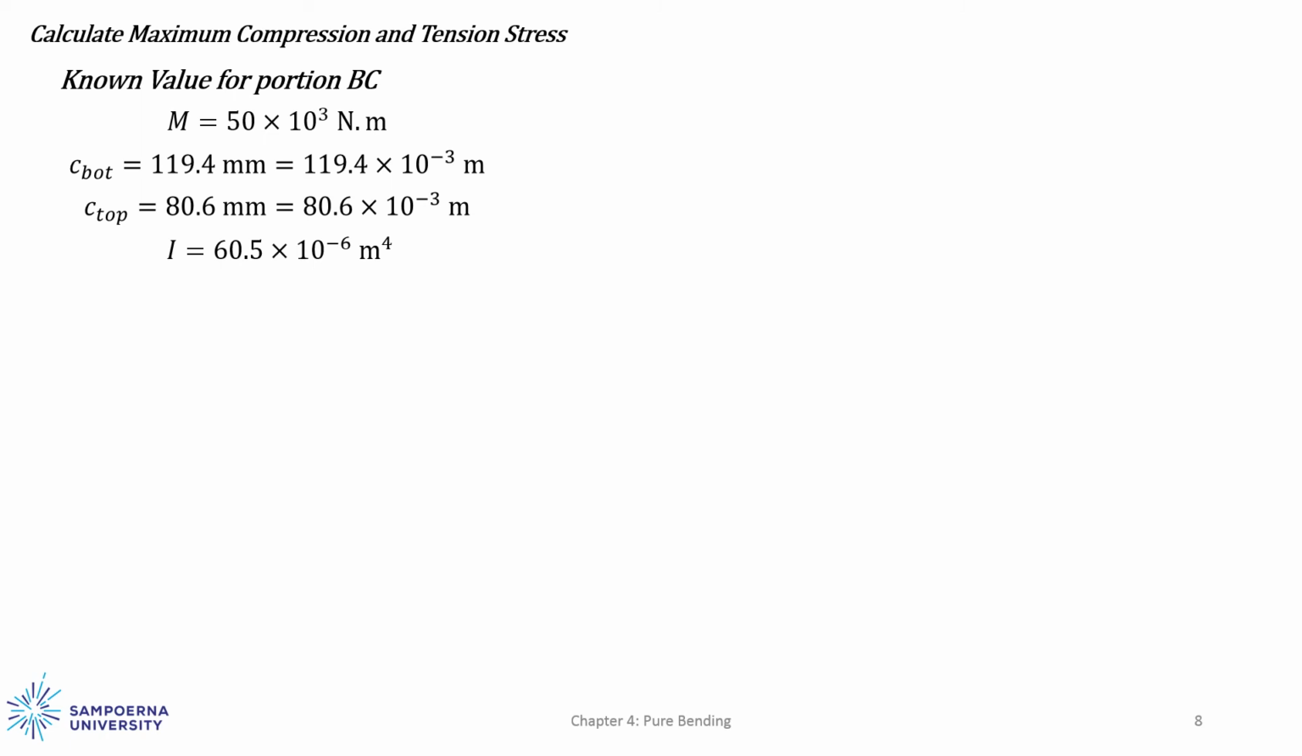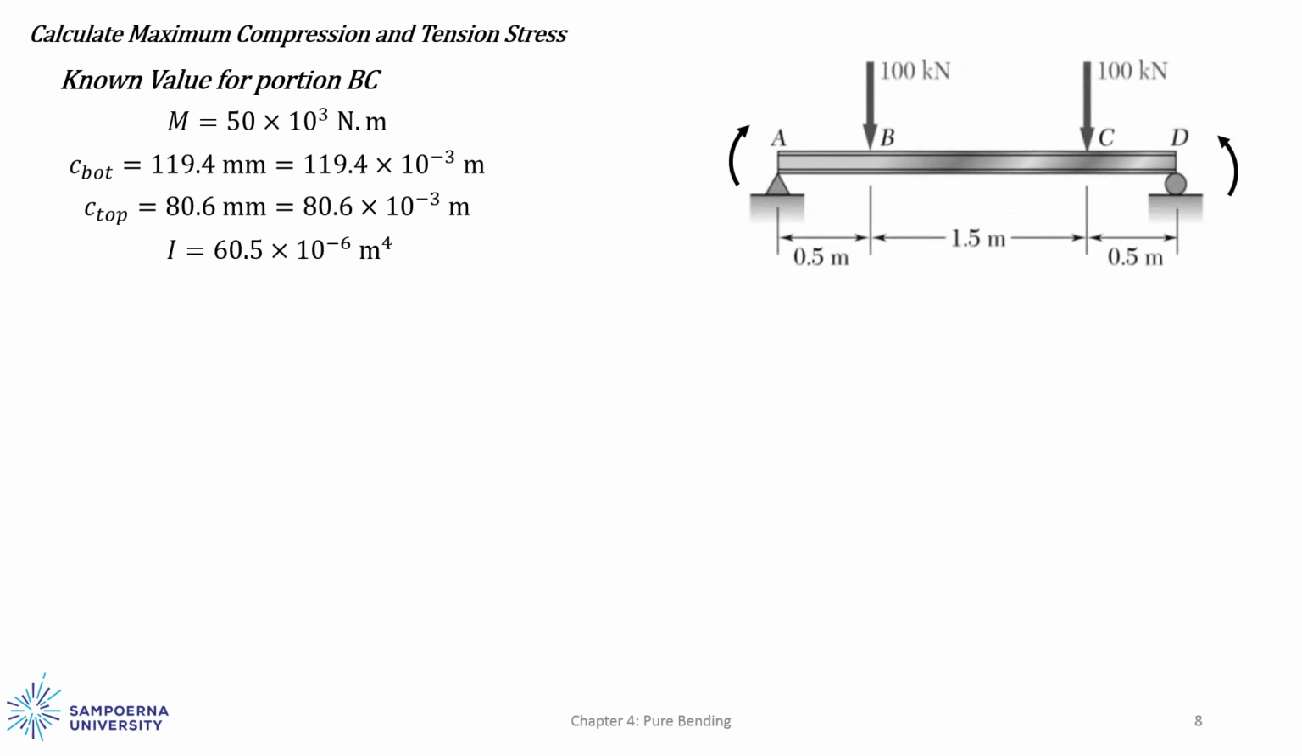Next, here we already know the moment, we know the c, and we know the I. Then we can calculate the maximum compressive and tension stress. Remember from this picture that the beam is bent in that direction. Therefore, the upper part is in compression and the lower part is in tension.